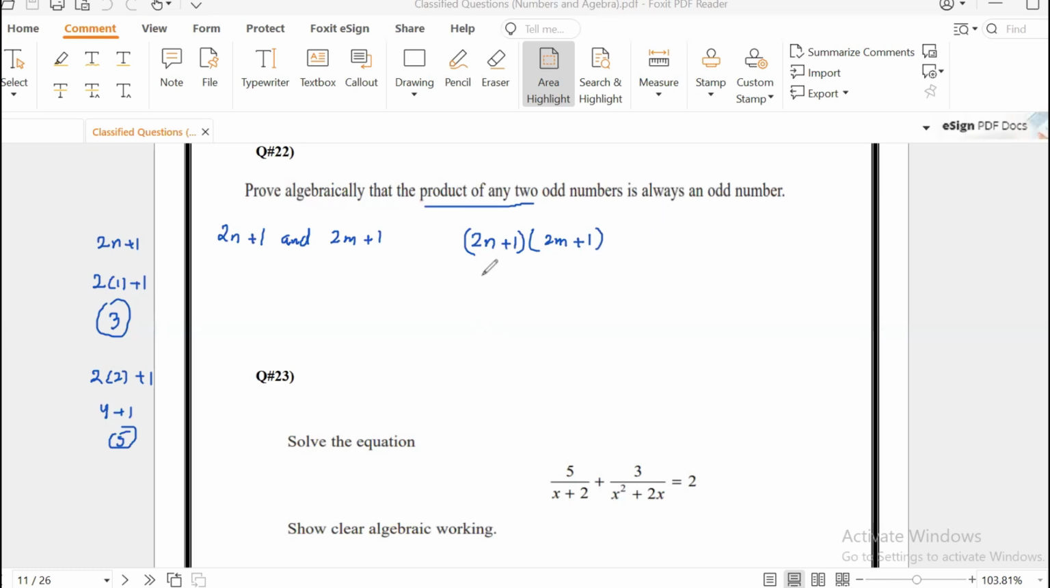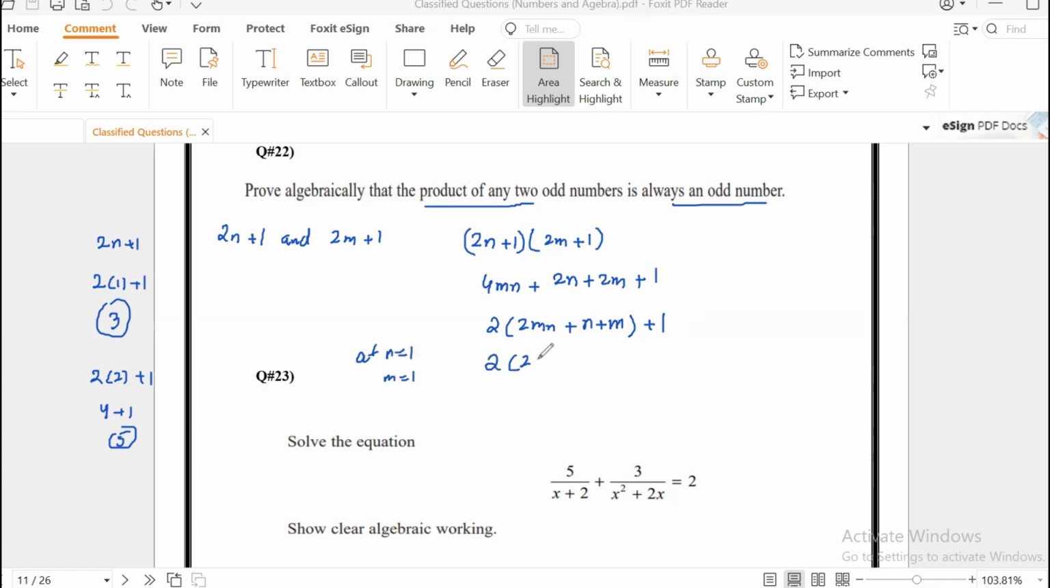So we will see. We can multiply 2n by 2m, which gives us 4mn, then 2n times 1, then 1 times 2m, and 1 times 1. So we can take 2 common from the first three terms, which gives 2 times (2mn plus n plus m), plus 1. So whatever value 2mn plus n plus m gives, it is multiplied by 2. After that we will add 1. That means it is understood it will be an odd value. So we can say that hence the product of two odd numbers is always an odd number. You can check as well with the value of n equal to 1 and m equal to 1.